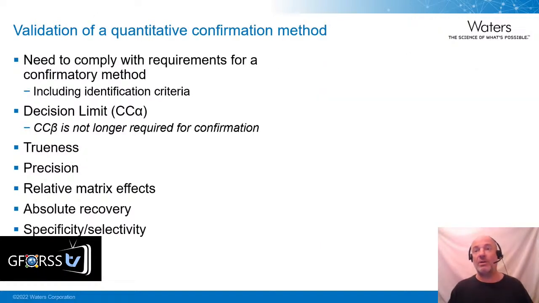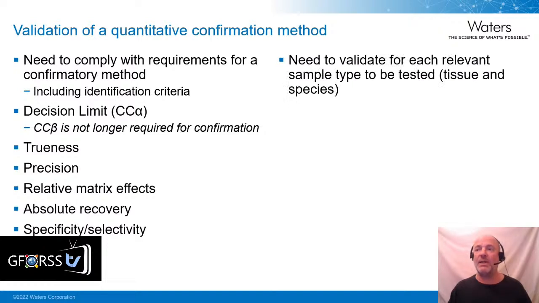This slide shows the experiments, the parameters that need to be tested for and evaluated as part of validation of a quantitative confirmatory method. The first thing to remember is that the results need to comply with the requirements for a confirmatory method, including identification criteria. We then need to calculate decision limit, CC alpha. Note that we don't need to calculate CC beta anymore for confirmation. It's now primarily just a screening tool. And we need to then calculate trueness, precision, relative matrix effects, absolute recovery, specificity, stability, and ruggedness.